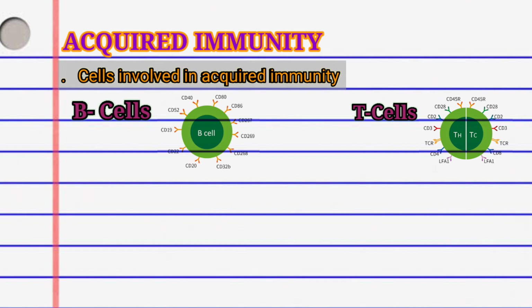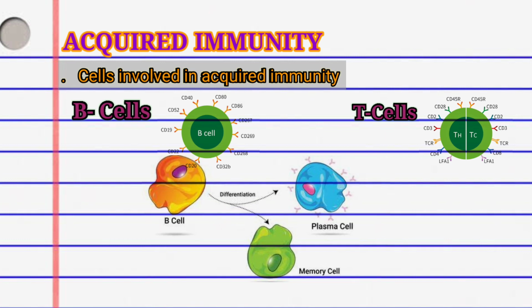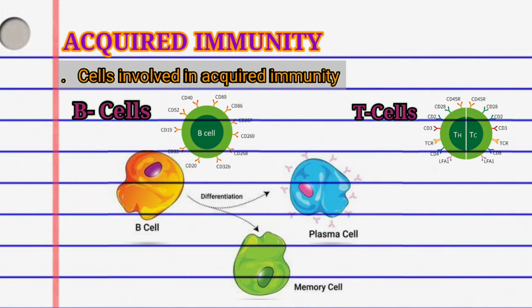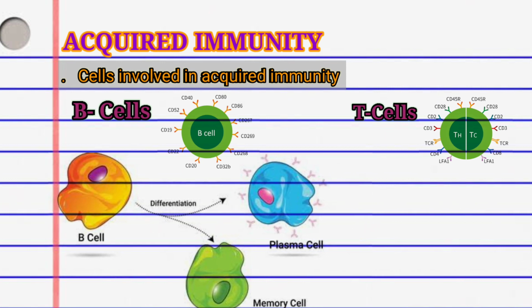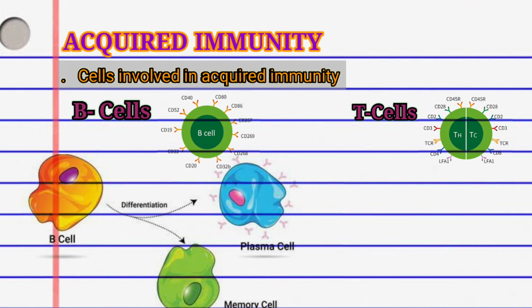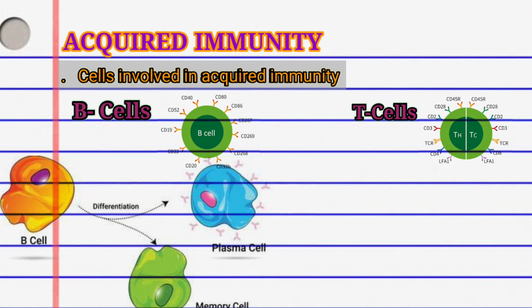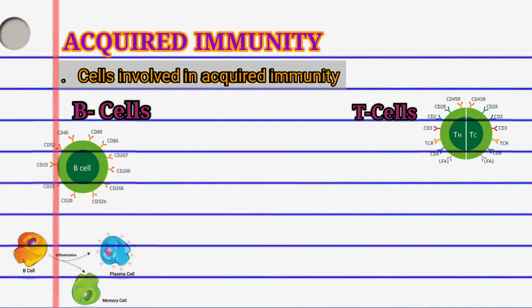The B cells immediately differentiate into plasma cells, which produce antibodies specific to that foreign particle, or so-called antigen. These antibodies detect any antigen in the body and destroy it. The immunity dependent on B cells is called humoral immunity.